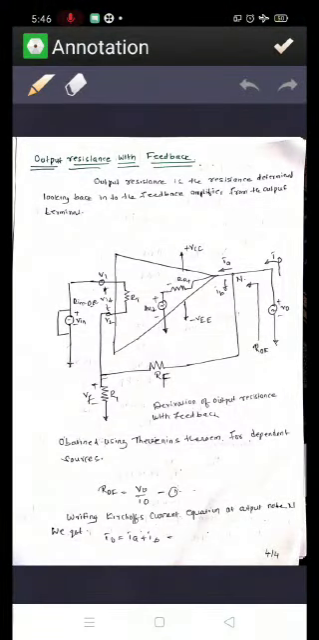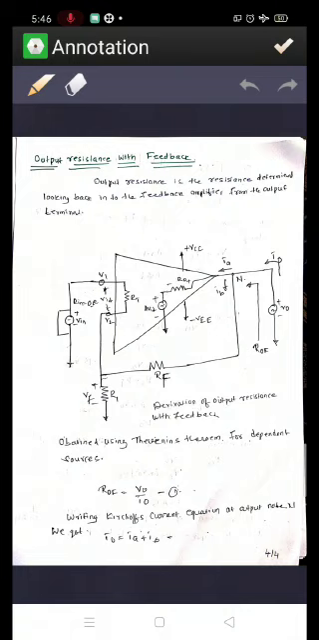Now we will find the next parameter, that is output resistance with feedback. This is the circuit to find the output resistance with feedback. Here the output resistance is determined by looking back into our feedback amplifier from the output terminal. So we will find the output resistance by looking back into our output terminal V0.